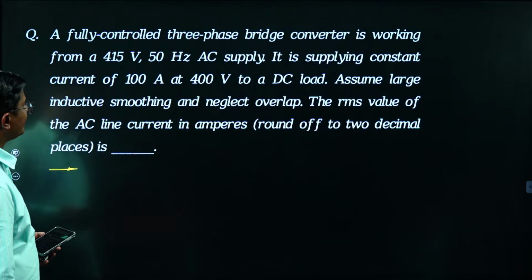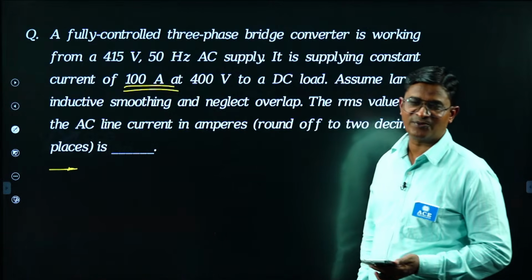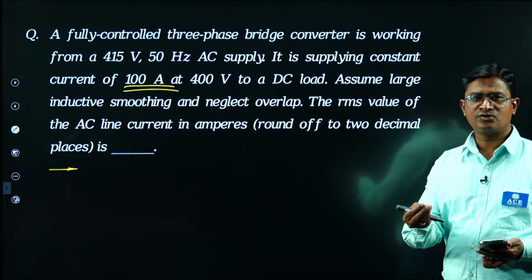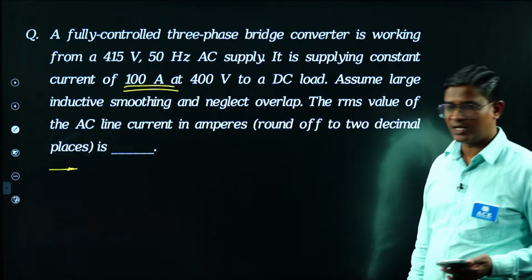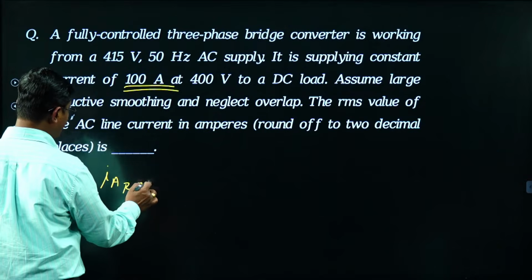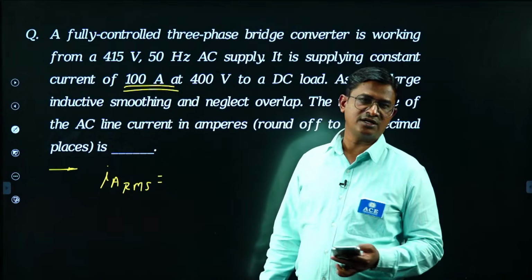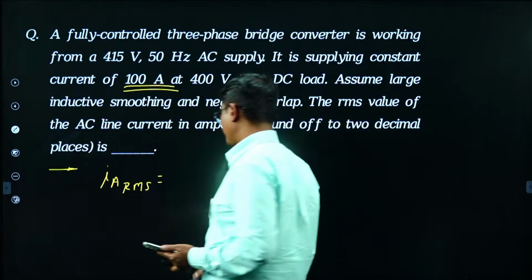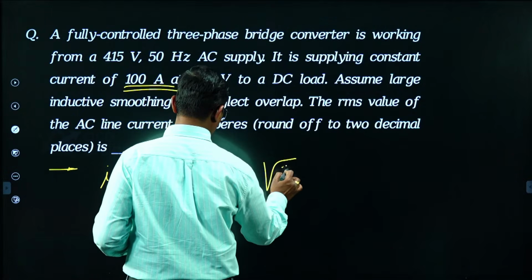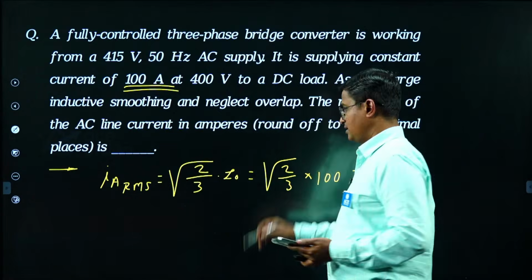Check the data whether they have given the load current. Yes, constant load current given, 100 ampere. For 3-phase full converter with highly inductive load, what is the RMS value of phase current? Supply is star connected, so in star connection, line current and phase current are both the same. So line current, as per our notation, we use as IA. So it is IRMS they are asking. What is the IRMS expression we have written? It is under root 2 by 3 into I0. I0 is 100. So it is a simple question, that will give the IRMS.